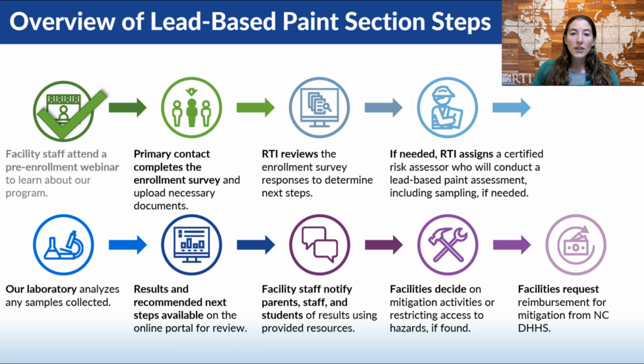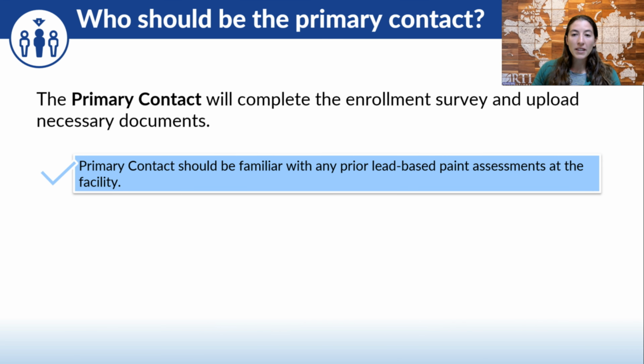Now let's talk more about the who, what, why, when, where, and how of the lead-based paint section of the program. Your facility should designate a primary contact to complete the survey and be the main point of contact for the lead-based paint section of the program. Additional individuals can help to complete the enrollment survey if needed. In order to access the enrollment survey, you must complete this training.